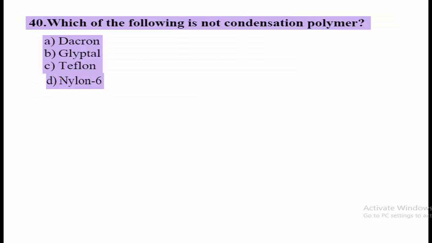Next, 40th question. Which of the following is not a condensation polymer? If you have studied the synthesis of polymers, you can see that Dacron, Glyptal and nylon are all formed by condensation polymerization, but Teflon is formed by addition polymerization. Therefore, option C is the correct answer.